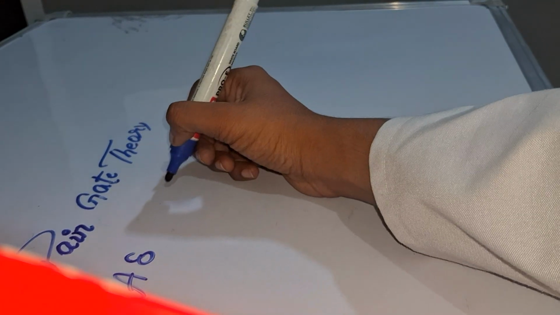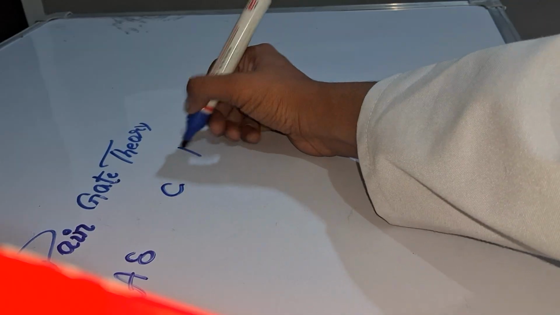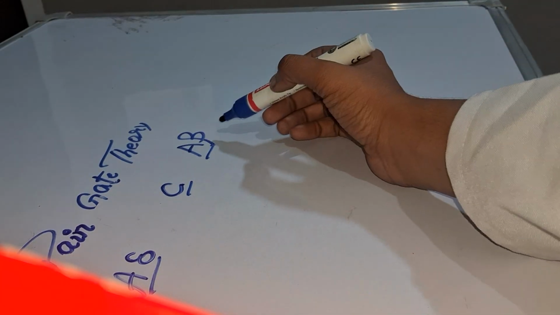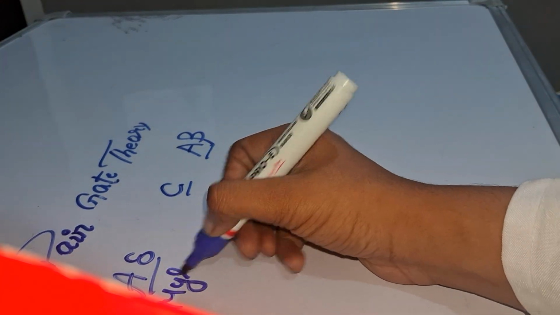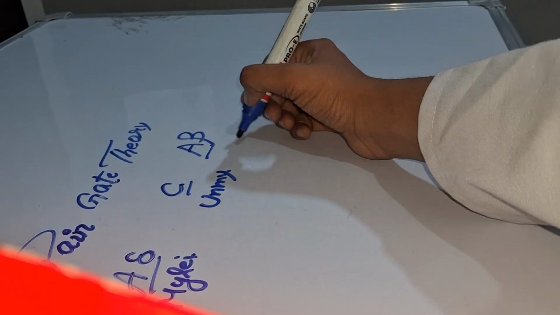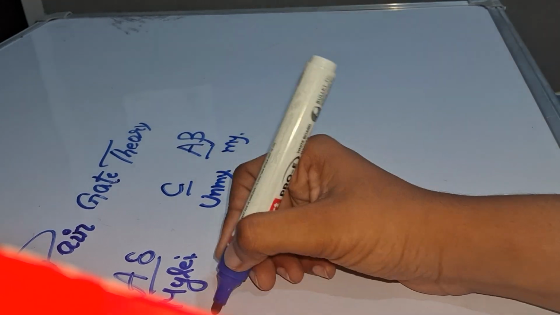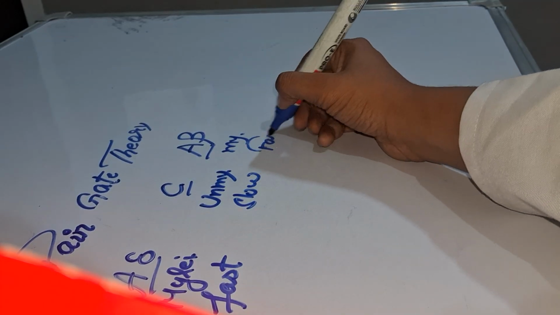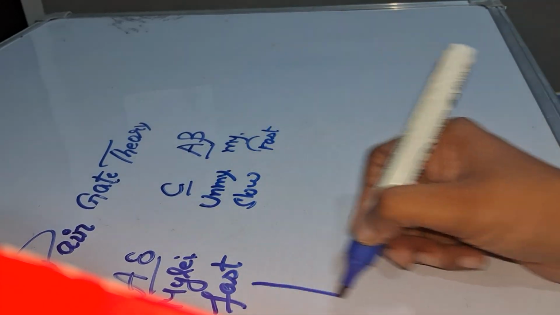A delta fibers, C fibers, and A beta fibers. These are the afferent fibers: myelinated, unmyelinated, and myelinated. Fast conduction, slow conduction, and again fast conduction because they are myelinated.